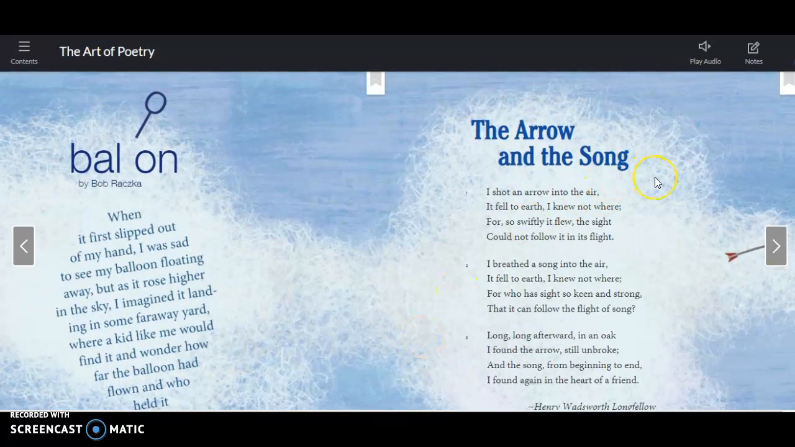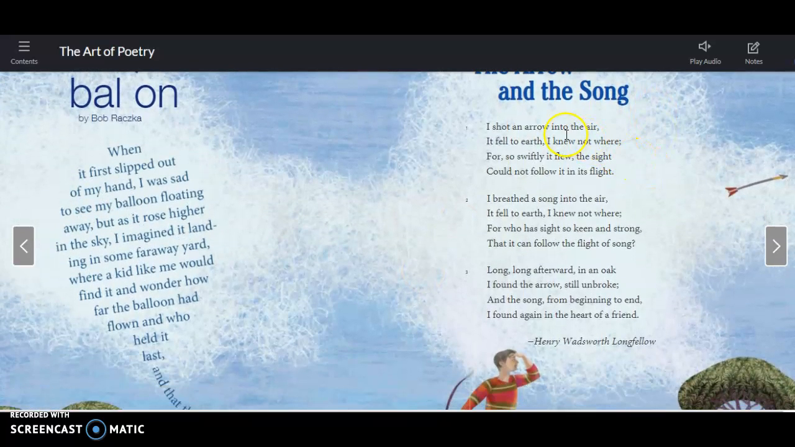The arrow and the song. I shot an arrow into the air. It fell to the earth, I knew not where. So for me, this one is giving me a little bit of a hyperbole, because if you shoot an arrow into the air, you're more than likely going to see it come back down. You may not know the exact location, but you'll be able to see it come back down. So this might be a hyperbole, but it's definitely imagery.